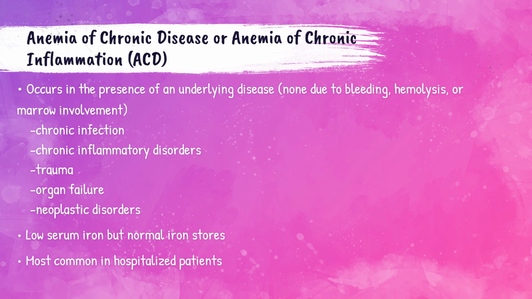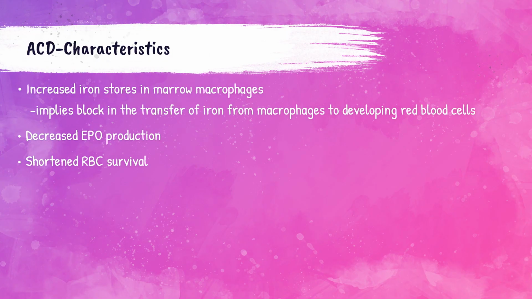In this type of anemia, the patient will have low iron levels in their serum, but have normal stores of iron. The marrow macrophages will have increased stores of iron. This implies that the iron is not being transferred from the macrophages to the developing red blood cells. Erythropoietin, or EPO, is decreased as well. I discussed EPO in my erythrocytes lecture, but in short, this is a protein hormone that is responsible for the production of red blood cells. Additionally, the red blood cells have a shortened survival within the peripheral bloodstream.